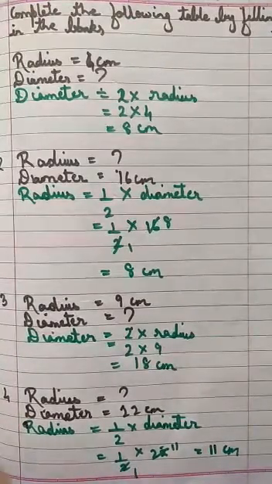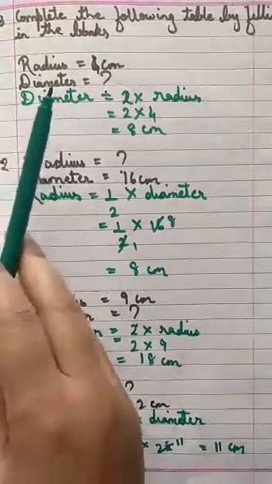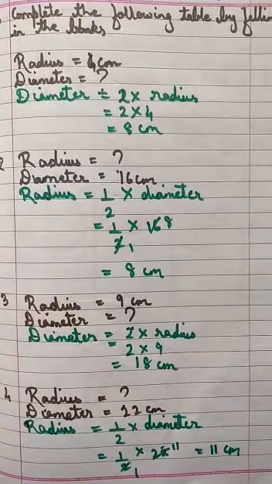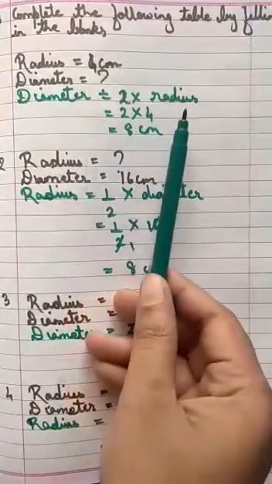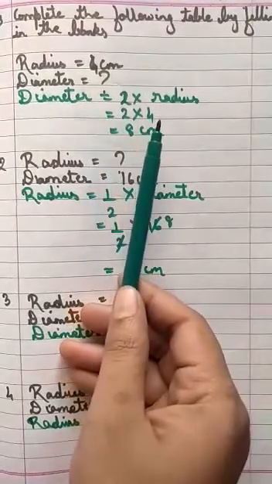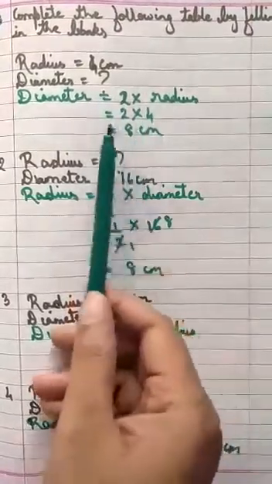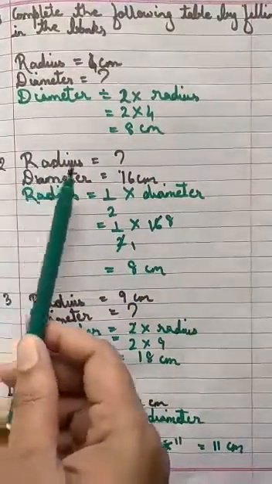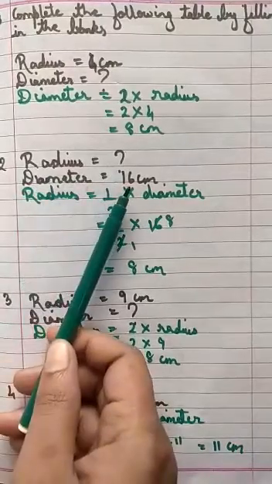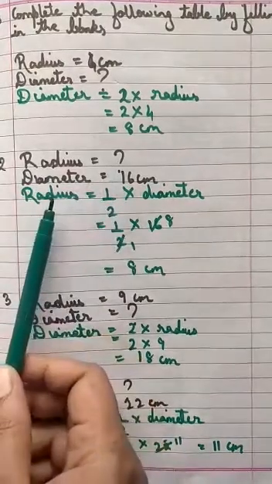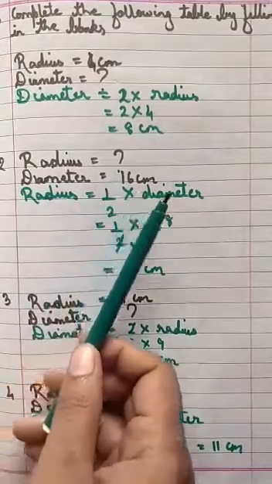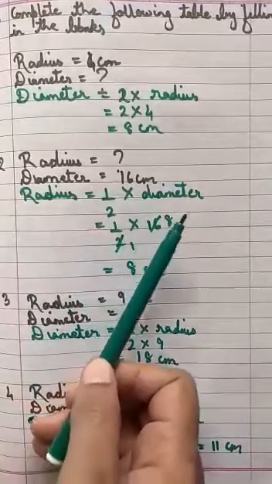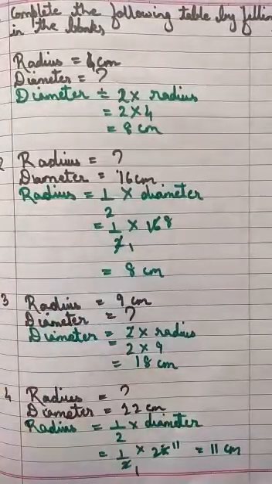Next, again same thing. We have to complete it. For example, radius is 4 centimeter, diameter we have to find. So diameter is equal to 2 into radius. 2 into 4. 4 is what? Radius. See here, 2 4s are 8. So diameter is how much? 8 centimeter. Second, radius is not given and diameter is given, that is 16 centimeter. So we have to do what? Radius is equal to half of diameter. So half into 16, 2 1s are 2, 2 8s are 16. So answer is 8.